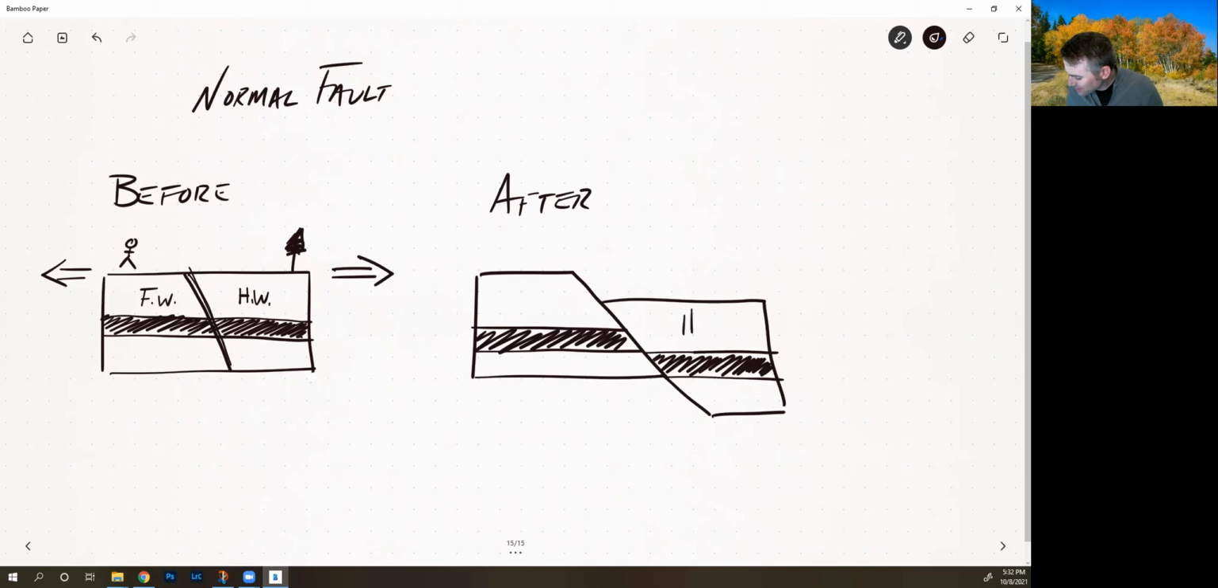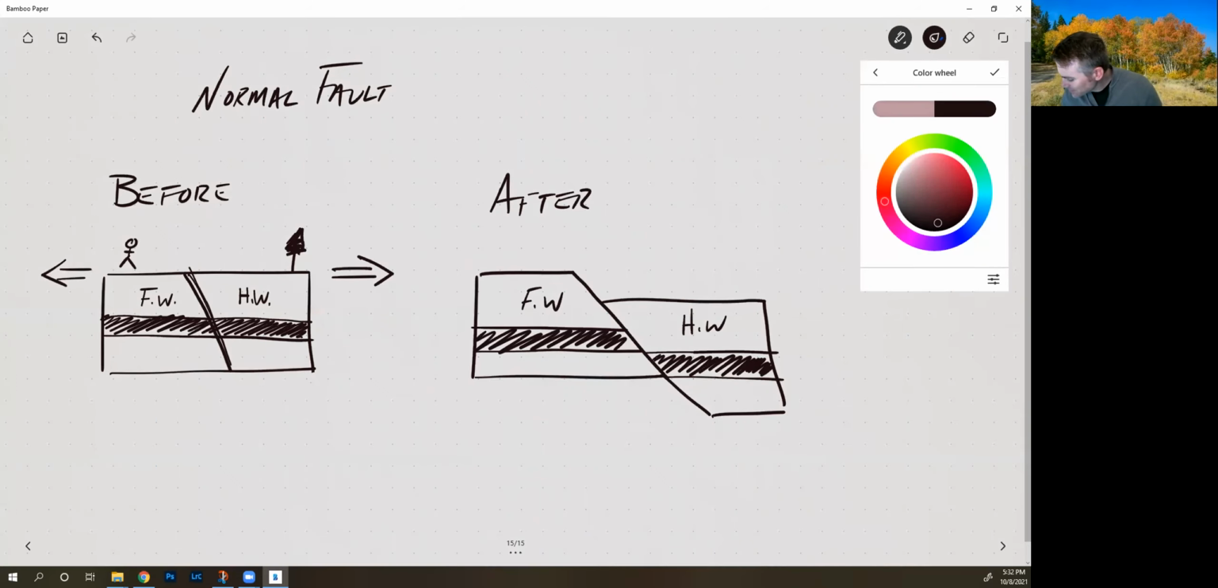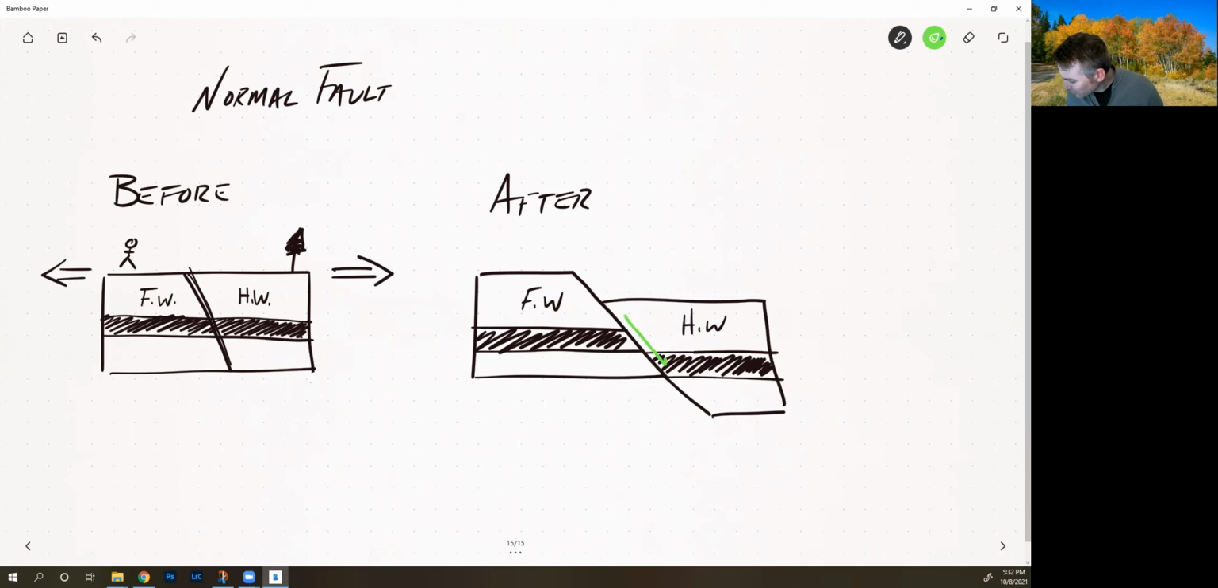But what you can see here, here's our head wall. Here's my foot wall. I'm going to use a different color here, hopefully. There we go. And show you that the head wall has moved down relative to the foot wall. And if the head wall moves down, that's what we call our normal fault right here.